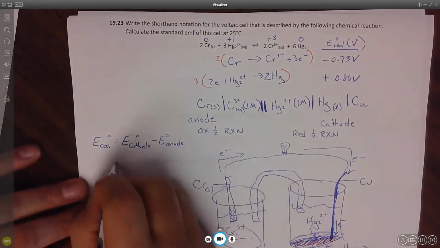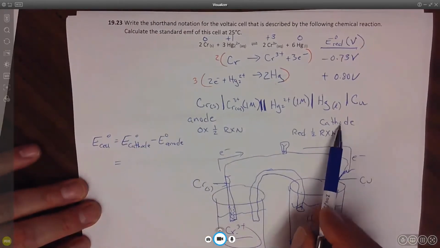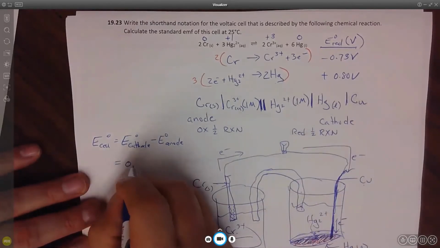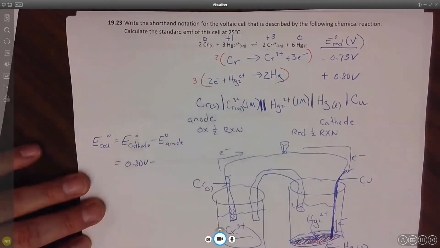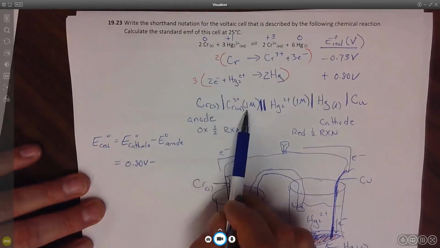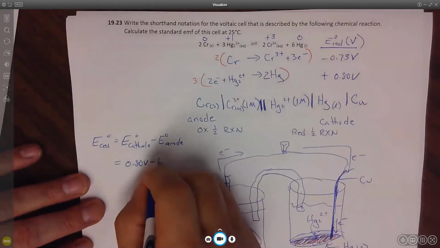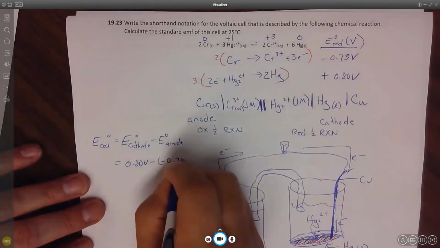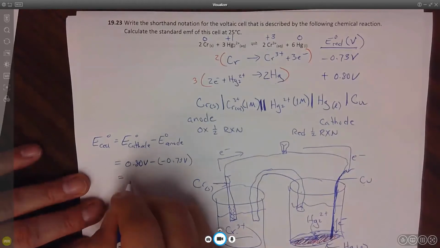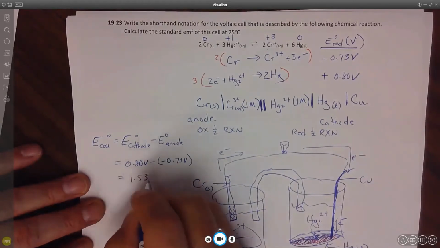So we're going to take the cathode. The cathode, again, was the mercury, so that's the 0.8 volts. And we're going to subtract from that the reduction potential of the anode, which was the chromium, so that's negative 0.73 volts. Negative minus negative is positive, so that's going to give me a value of 1.53 volts.